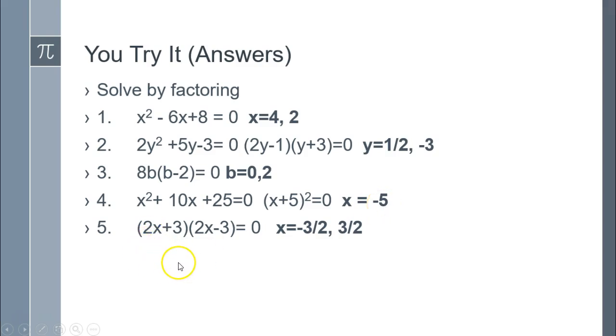And for the last one, I had the difference of two squares. I had 4x squared minus 9. So that's 2x plus 3 times 2x minus 3 is the factoring. And if I solve 2x plus 3 equals 0, I get x equals negative 3 halves. If I solve 2x minus 3 equals 0, I get x equals 3 halves.